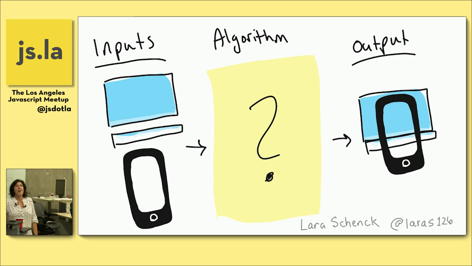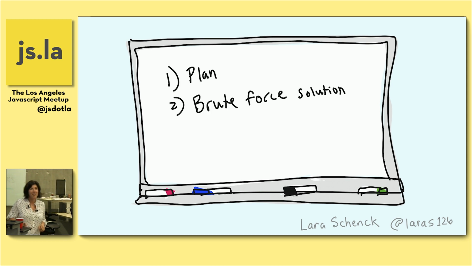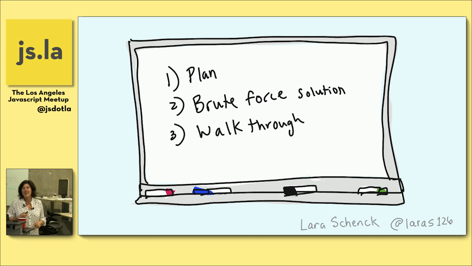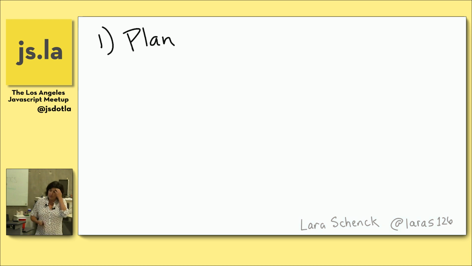And I was like, well, I've been studying for this damn whiteboarding interview. And there's a defined process for how to write algorithms in a whiteboarding interview. So first you plan out your algorithm, then you come up with a brute force solution, and then you walk through it, and then you optimize your solution. So I was like, what would this look like if I was applying this process to CSS?